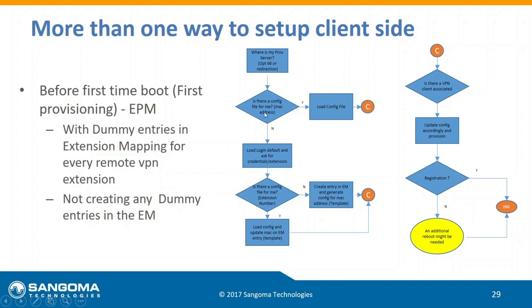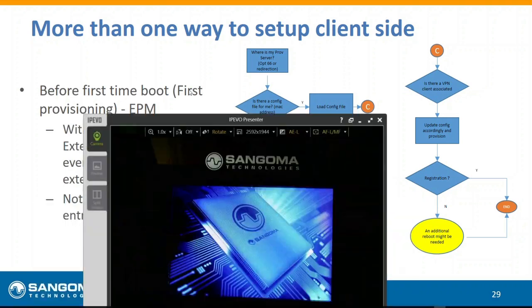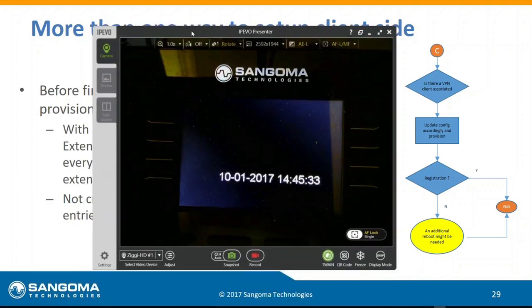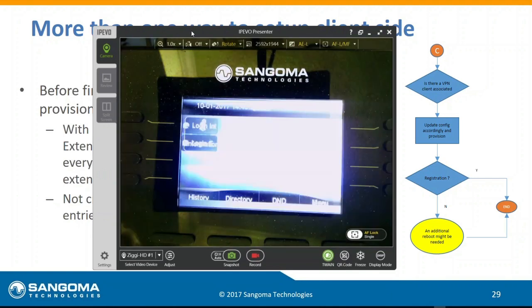Once that is provided, the phone is going to ask the provisioning server if there is any configuration for it based on the MAC address. If yes, then it's going to load the configuration file. But if not, it's going to create a default configuration and start the phone with a login prompt. It's something like this. I'll show you right now. I have a live phone here.